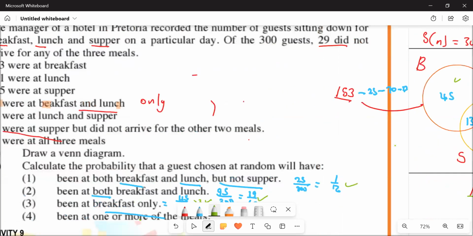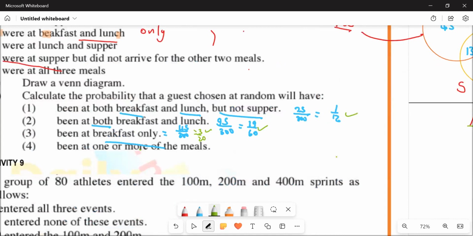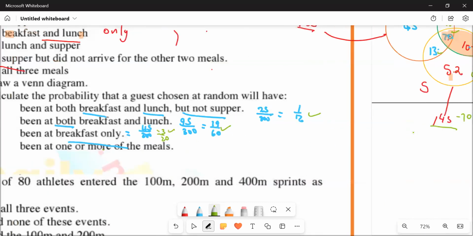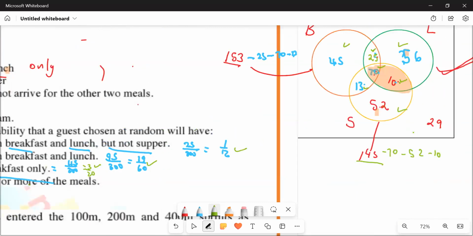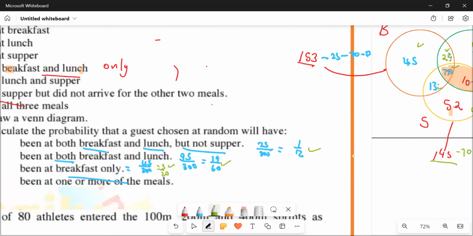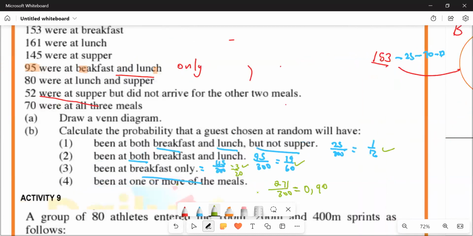So the probability that a person would have been at 1 or more: we take the 1, the 2, and the 3. You can do it this way: 300 minus the ones which are not participating, which is 29. It's 271 over 300. If you simplify this one, what do you get? 0.90. Okay, let's do activity number 9 then.